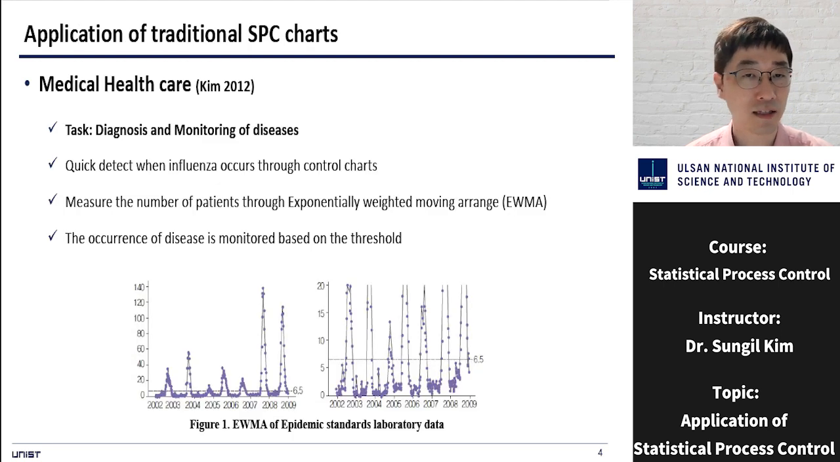Here, let me introduce a part of applications of traditional SPC charts. To detect the occurrence of disease, SPC charts have been widely used in the medical healthcare area. For example, here, an EWMA chart was applied to monitor the number of patients and to detect the occurrence time of influenza.